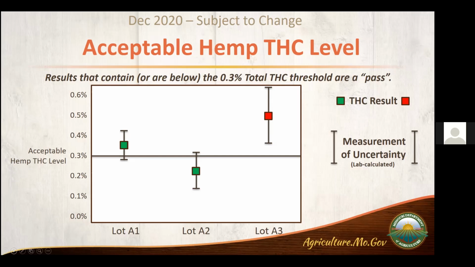In the same way, Lot A2 is compliant. The actual measurement for total THC was already below the 0.3% threshold, so even though the range created does go above the threshold, it remains a compliant lot. Finally, Lot A3 is our non-compliant lot. The total THC measurement was well above the limit, and even though the range created by the measurement of uncertainty gets it closer to the 0.3% limit, it remains non-compliant.